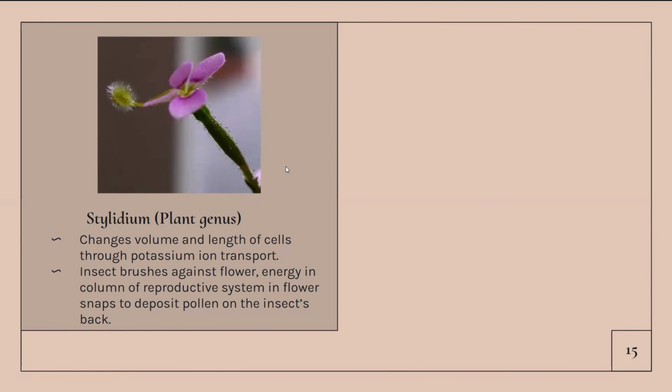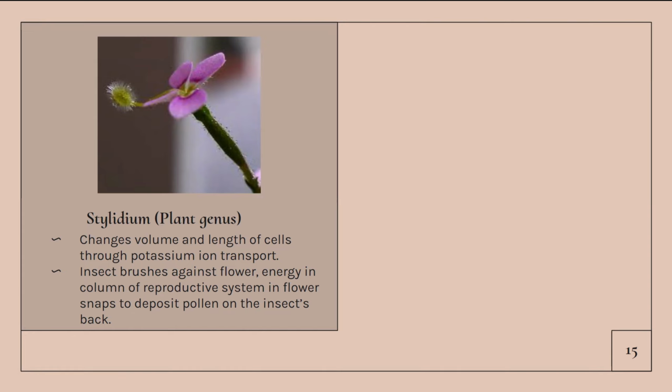Stylidium plants also have a unique pollination mechanism. The stamen and style are fused together to form a column which stands upward. It is able to stand upwards through changes in the volume and length of cells, which occurs from the potassium ion transport. When the insect brushes the flower, the stored energy from this column releases, and the column snaps downwards, so the pollen lands on the pollinator.